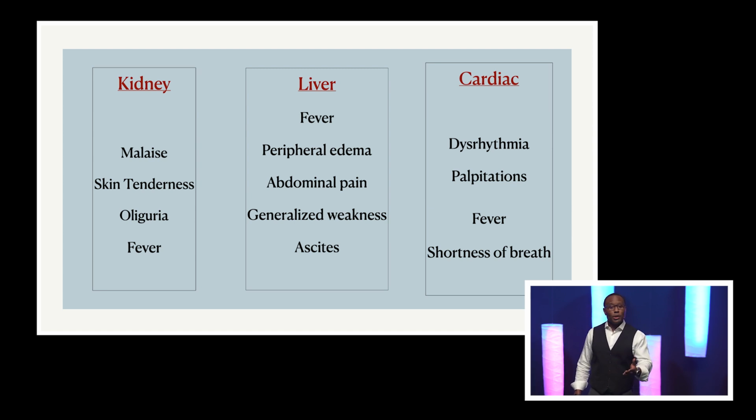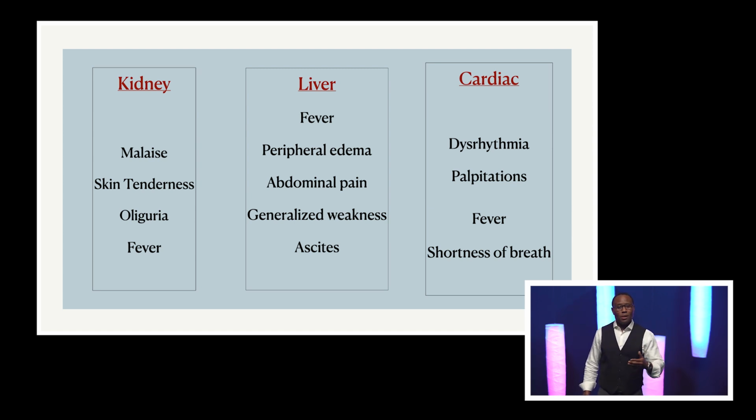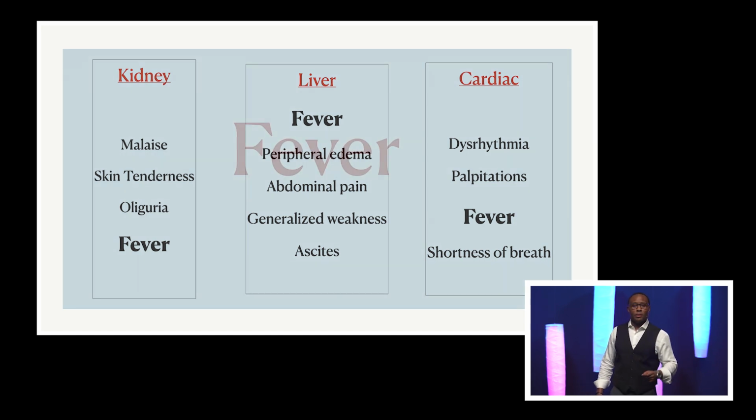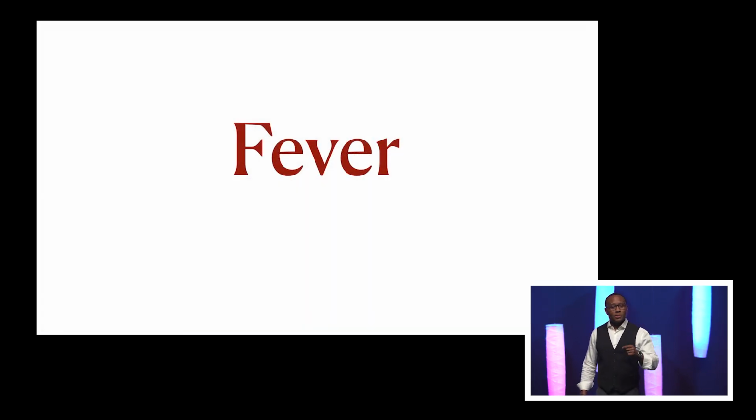So if you look at your screen in front of you, you see your liver, your kidney, and your cardiac concerns. Look at these symptoms: malaise, oliguria, fever. With the liver: fever, peripheral edema, abdominal pain. With the heart: dysrhythmias, palpitations, and fever. These are a list of individuals with organs and rejection. But what is the common theme in each of these categories? It's fever.